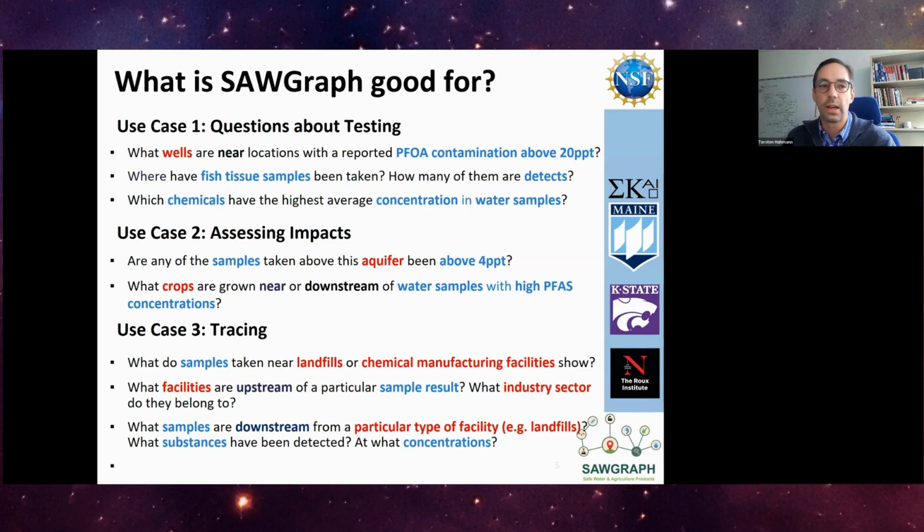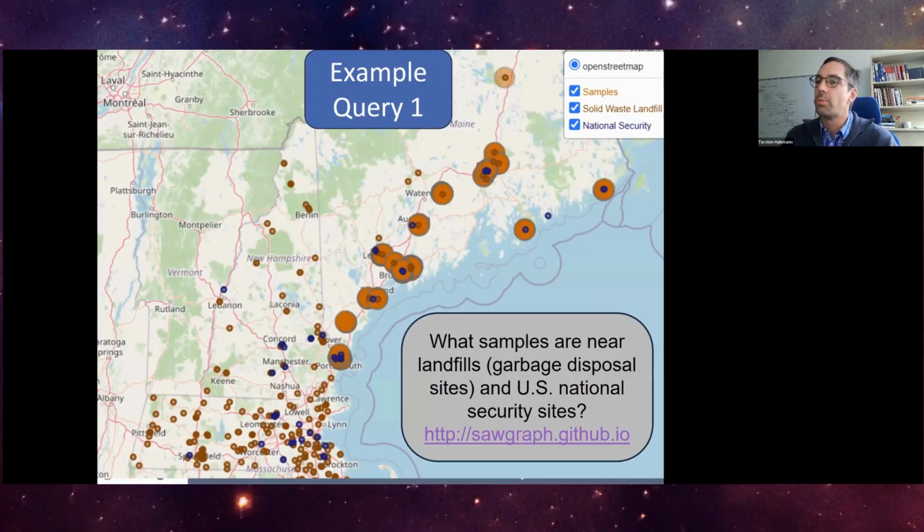So do we see higher levels of PFAS downstream from landfills, for example? Or what kind of industrial facilities are upstream from particular elevated sample results? I just want to give you a brief overview of the kind of queries we can run on SAWGraph to support these 3 use cases.